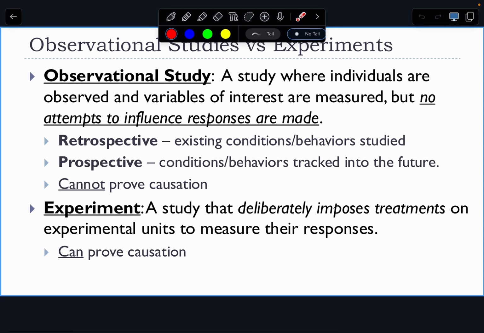So for right now, just understanding the basic idea, observational studies, we just observe what's happening. Retrospective means we observe values that were already collected. Prospective means we observe as they happen. I can generalize those findings to a larger population. I cannot prove causation.